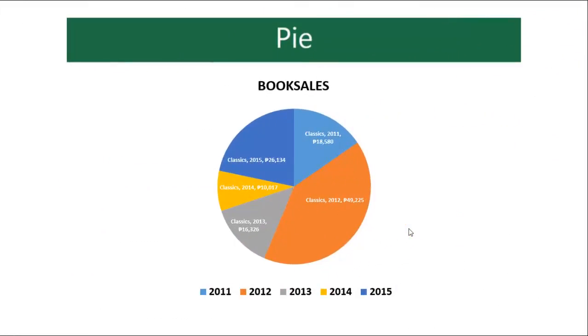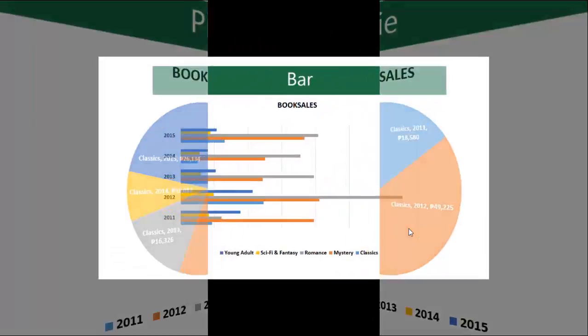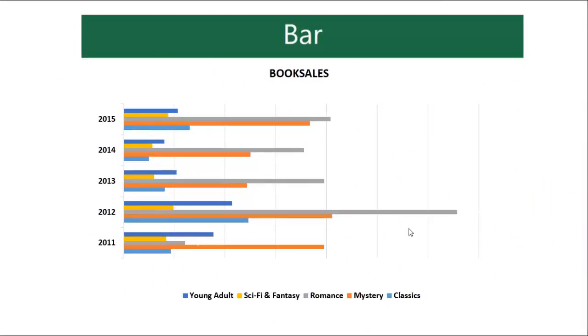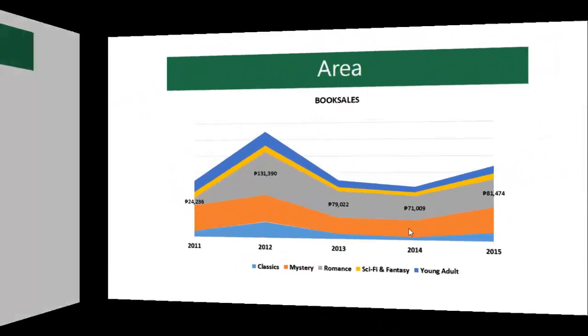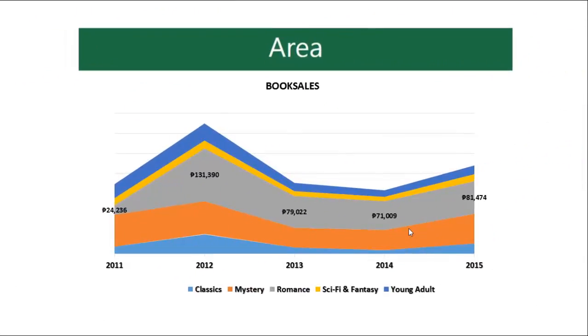Pie charts make it easy to compare proportions. Each value is shown as a slice of the pie, so it's easy to see which values make up the percentage of a whole. We also have the bar charts that work just like column charts, but they use horizontal bars instead of vertical bars. And finally, the area charts that are similar to line charts, except the areas under the lines are filled in.